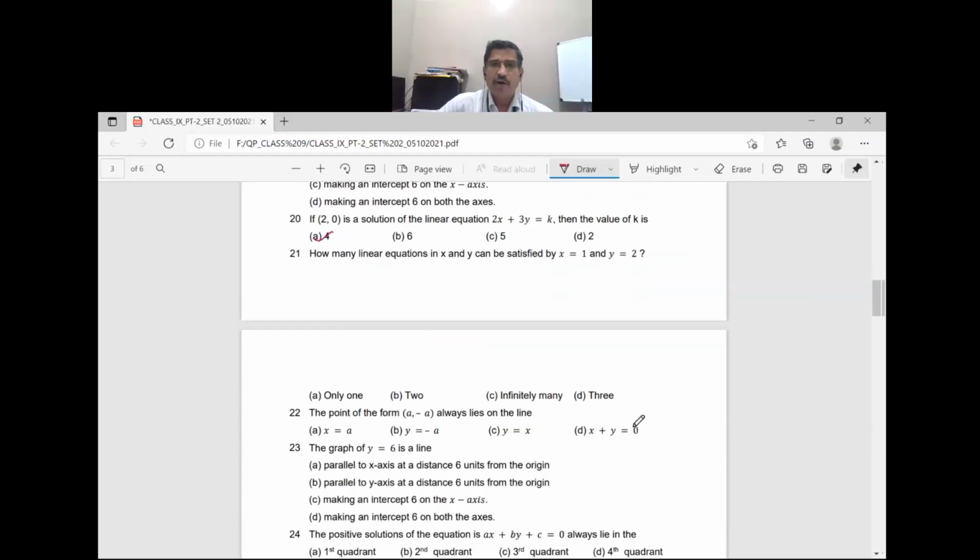Question number 21: how many linear equations in x and y can be satisfied when x is 1 and y equals 2? Infinitely many linear equations can be produced. Why? Because infinitely many lines pass through the point (1, 2). X equals 1 and y equals 2 means (1, 2) is a point. He is asking how many lines will pass through this point. Infinitely many lines pass through, and for each and every line there is one corresponding linear equation. Any doubt?